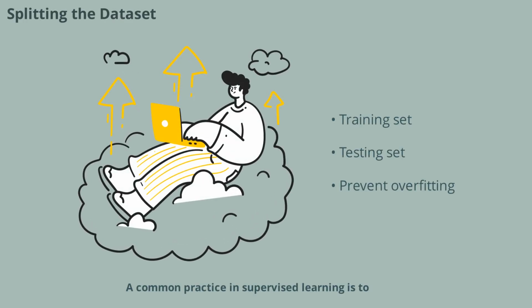Common practice in supervised learning is to split the dataset into training and testing sets. The training set is used to teach the model, while the testing set evaluates its performance on unseen data. This split helps prevent overfitting, where a model performs well on training data but poorly on new data. Typically, about 70–80% of the data is used for training and the rest for testing.